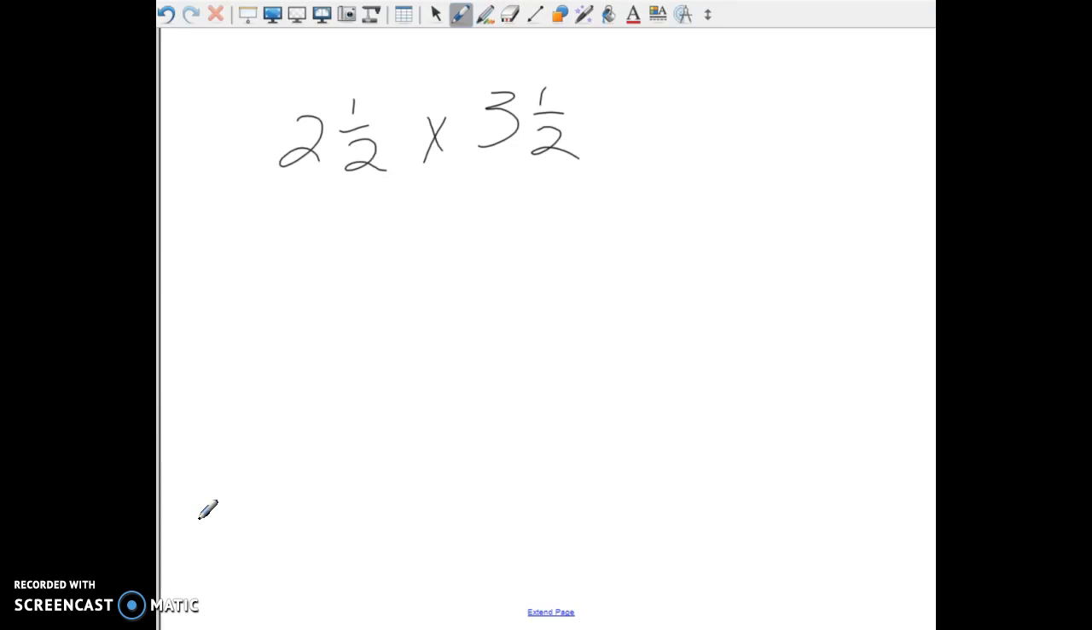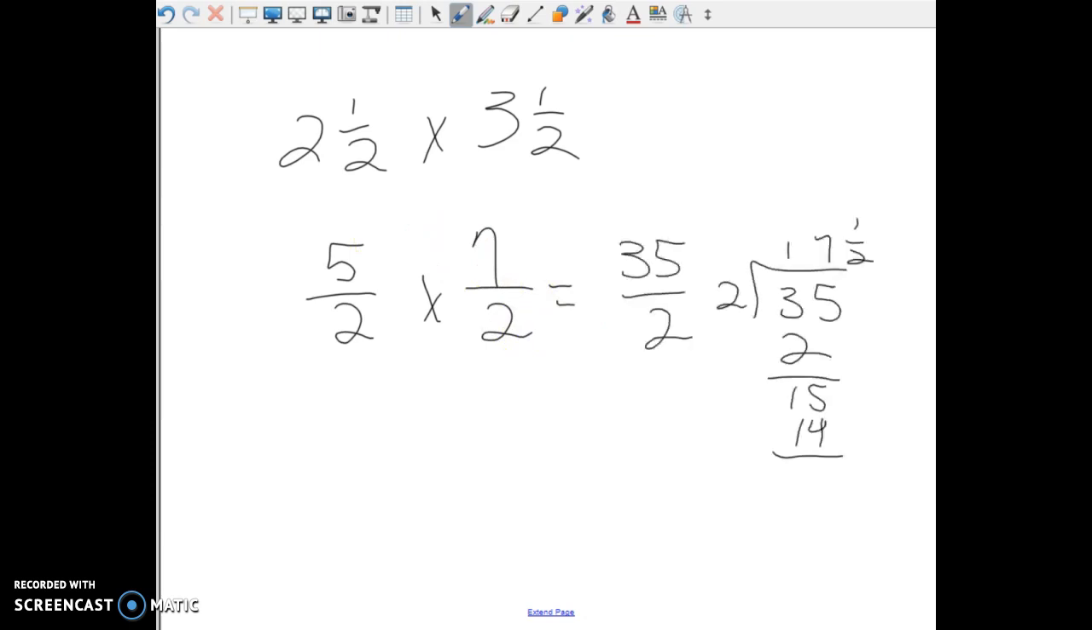So 2 times 2 is 4, plus 1 is 5. So we have 5 halves. That's 2 1/2 put into an improper fraction. And then 2 times 3 is 6, plus 1 is 7 halves. So now we made these into improper fractions by taking our denominator times our whole number and adding our numerator. So we got 5 halves times 7 halves, which equals 35 fourths.